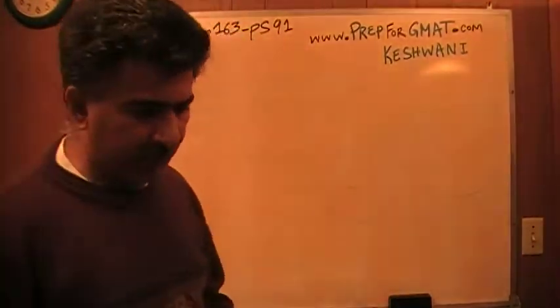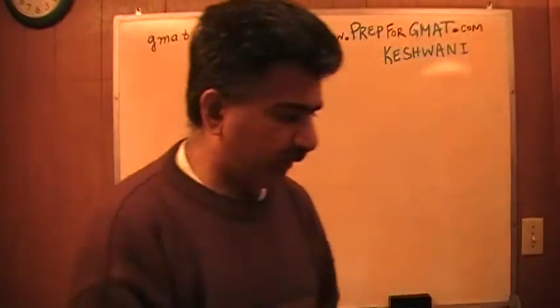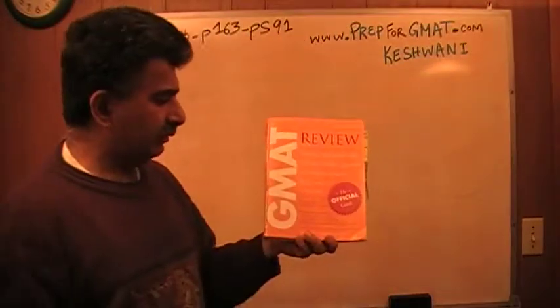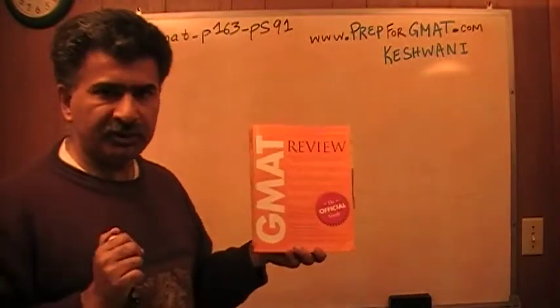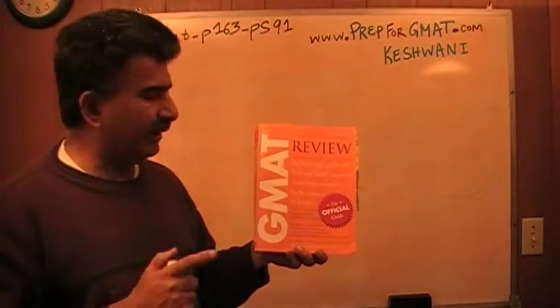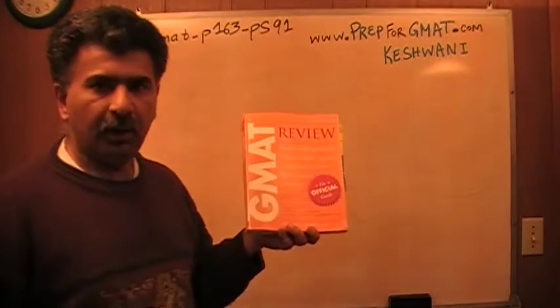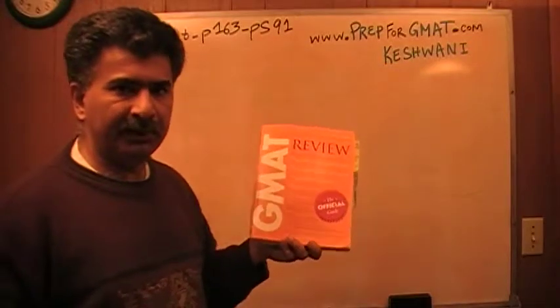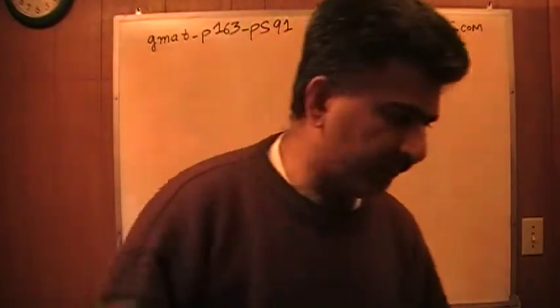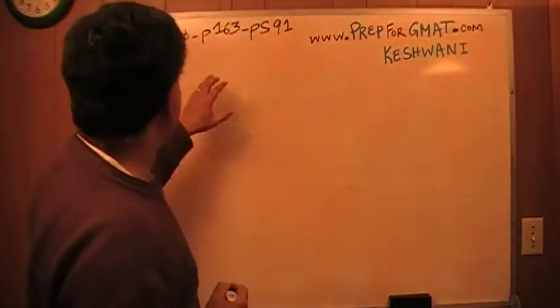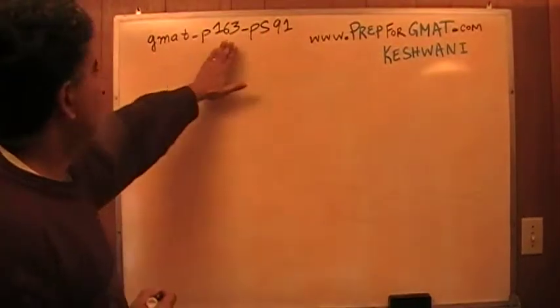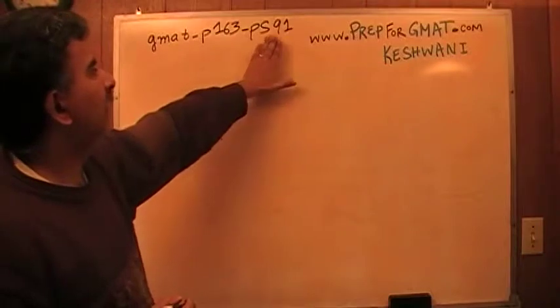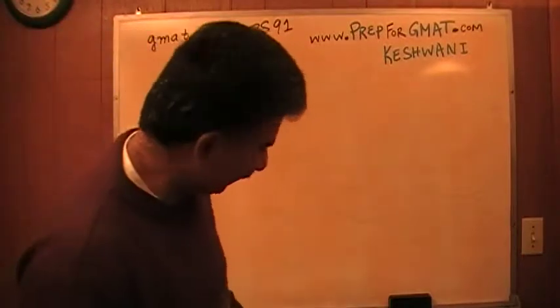Keshwani. I have been solving math problems for GMAT out of this book, the GMAT Review, the official guide. If you're preparing for GMAT, if you're thinking about sitting for GMAT, this is the book that you want to own because this is where you're going to find the real stuff to practice on. You can buy it at mba.com. The problem that I'm about to solve appears on page number 163. Problem solving, number 91. Let's take a look at it.